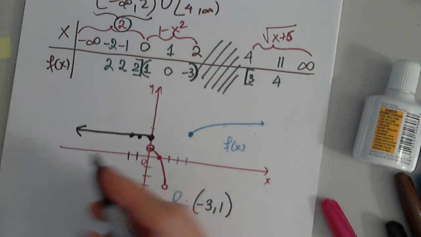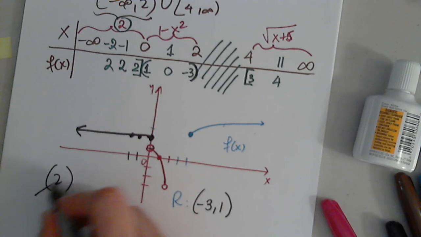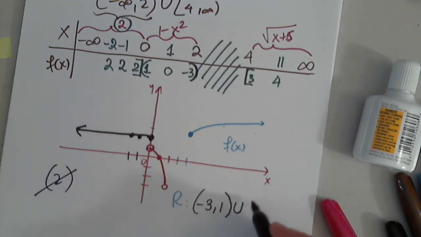To write 2, I cannot write this. That's not the way we write 2. We write union, braces 2, a finite number of numbers, we use the symbol for the set notation.